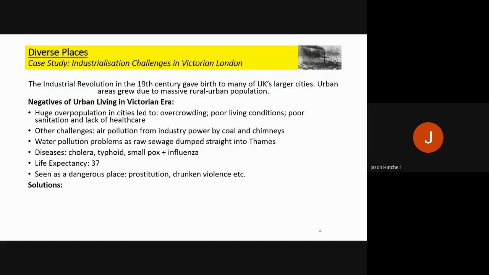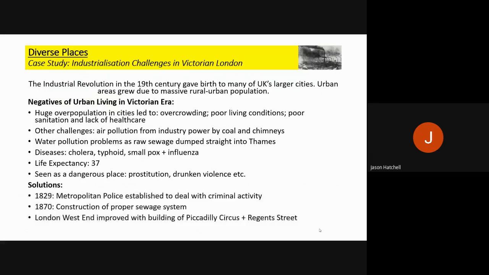And it was basically seen as a dangerous place in terms of safety. There was prostitution, drunken violence, and general disruption in everyday life in London during the Victorian era. Now, there were some solutions to these problems. So in 1829, the Metropolitan Police was established to deal with criminal activity, and that's when the Metropolitan Police began.